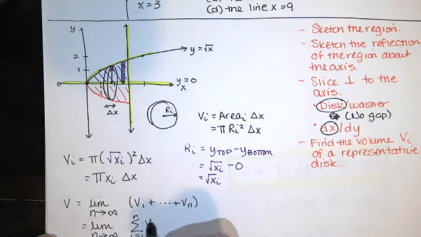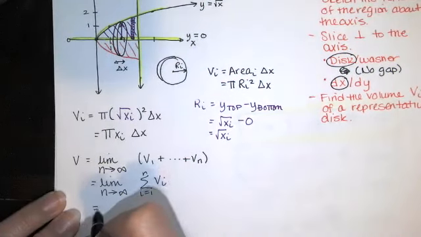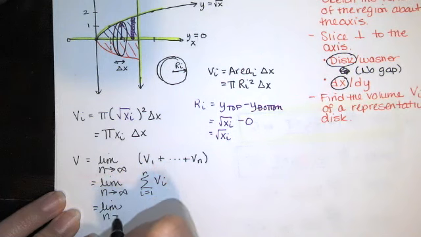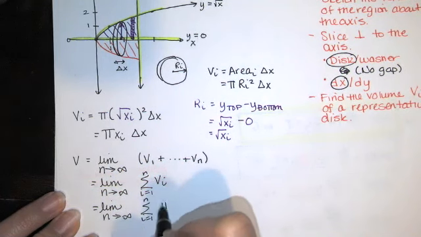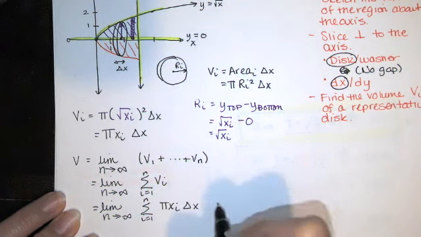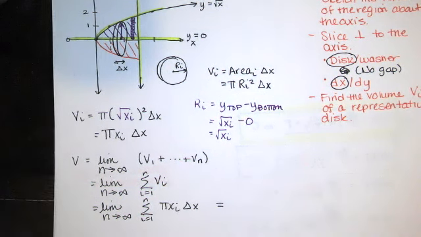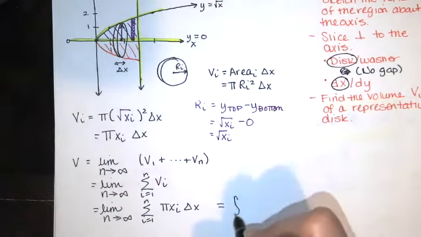Which can be represented this way, which can be represented this way. And this is a special case of a Riemann sum. So in the limit, we get this.